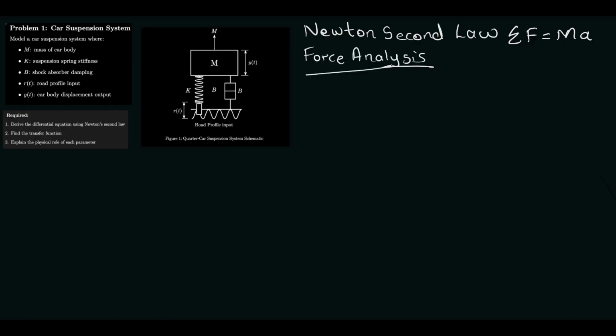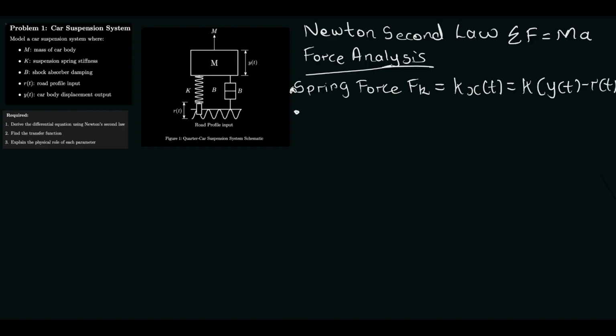So first we have your spring force. That's your Fk, right here, your spring force. And that is equal to K times the displacement. That's equal to K times (y(t) minus r(t)). That's your car body displacement and your road profile input.